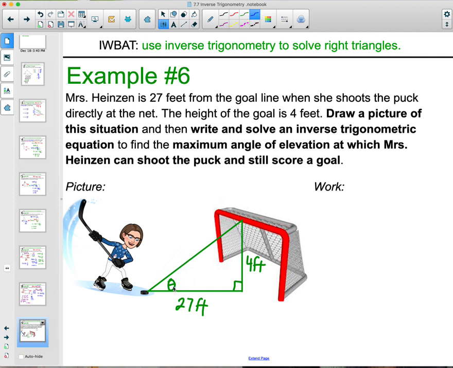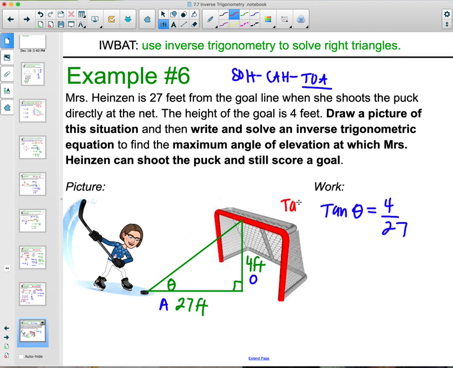So label these sides. So across from theta is the opposite. Next to theta is the adjacent. So from SOH-CAH-TOA we would look at, and that's going to be a tangent function. So we'll do tangent of the angle is equal to the opposite side, which is 4, over the adjacent side, which is 27. Then we would do the tan inverse to get the angle.